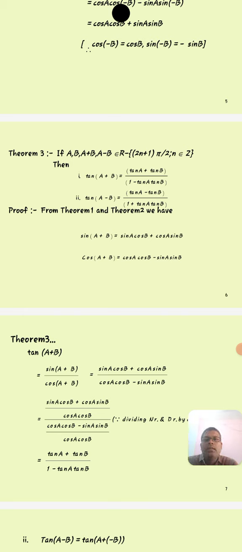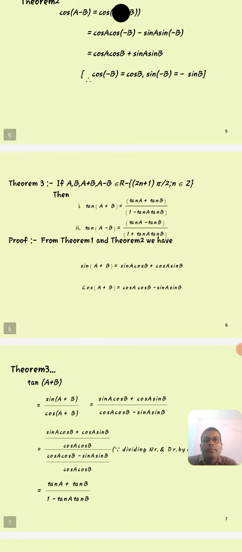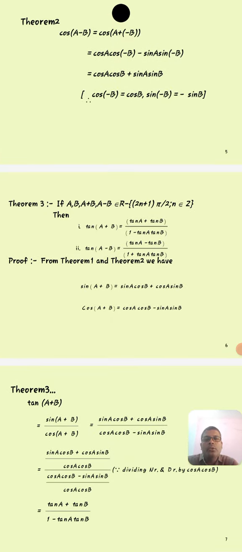See this number 3. If a, b, a plus b, a minus b belong to R minus, in the flower bracket, 2n plus 1 into pi by 2, where n belongs to Z, then tan of a plus b is equal to tan a plus tan b divided by 1 minus tan a into tan b. This is the one proof.